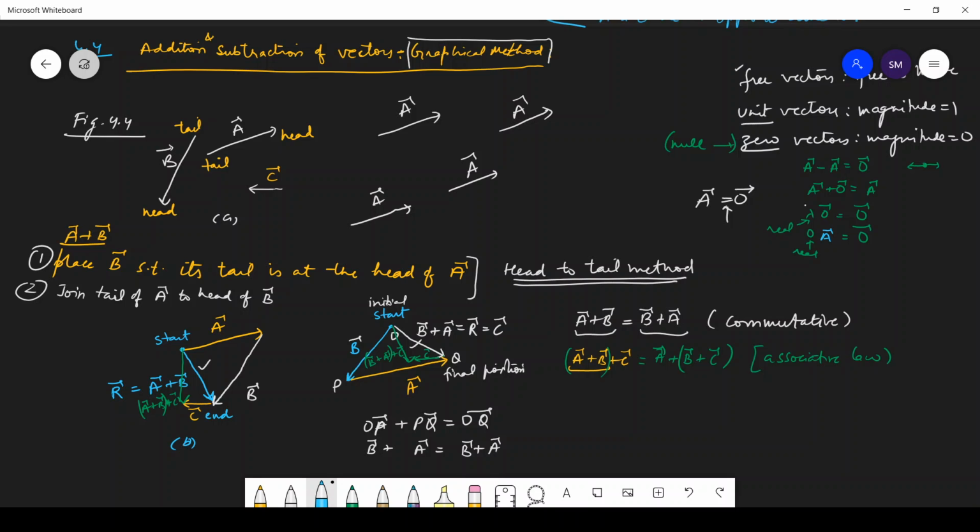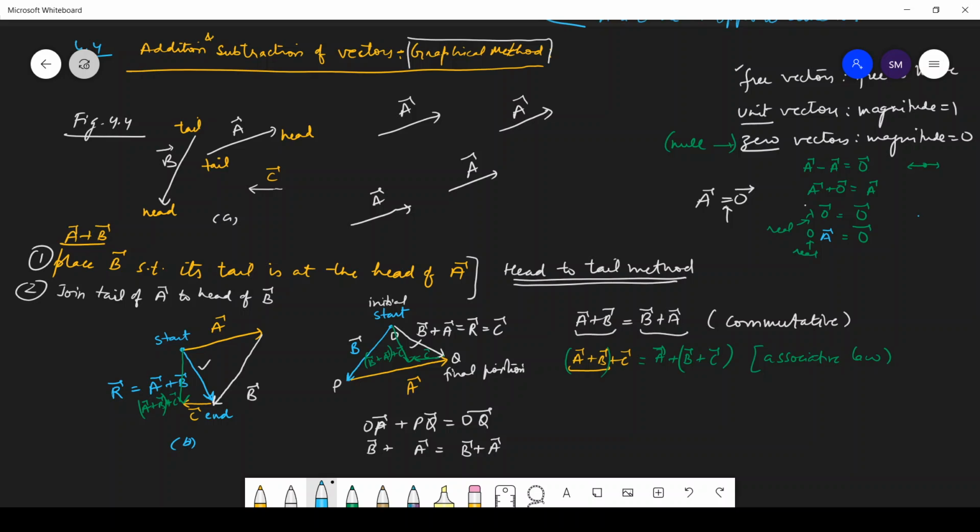Excuse me, sir. Yes. So I just want to ask that we have shown that vector A plus vector B is equal to vector B plus vector A. We can show this by using arrows. So, sir, how can we show the zero vector? How can we show it by using arrows? See, the zero vector, I have told you, it's just a point. The point is dimensionless.